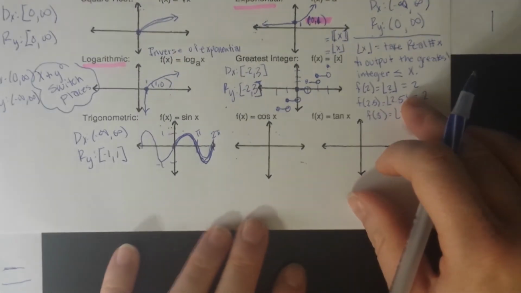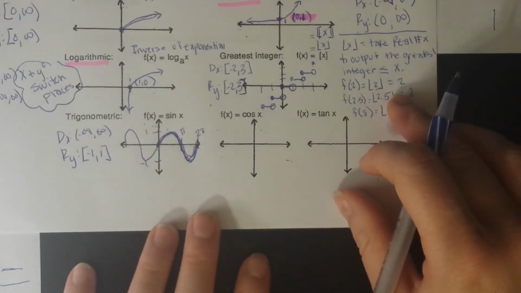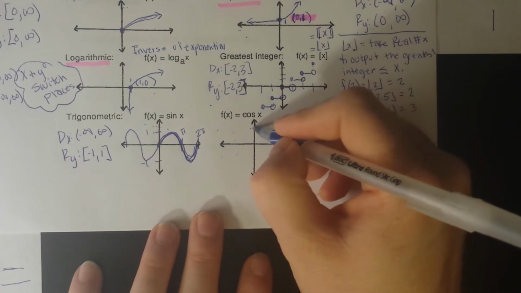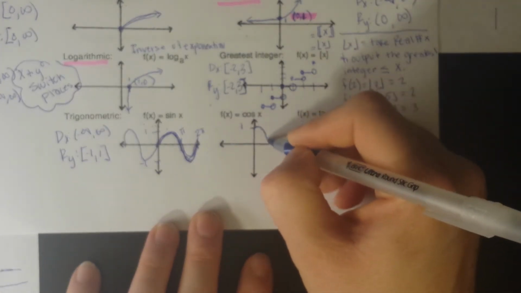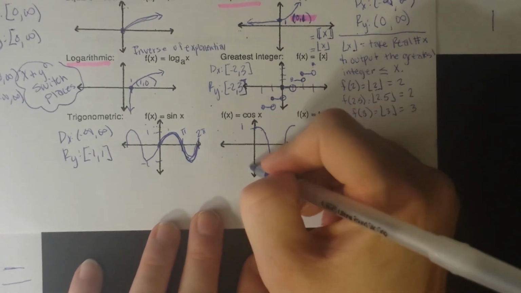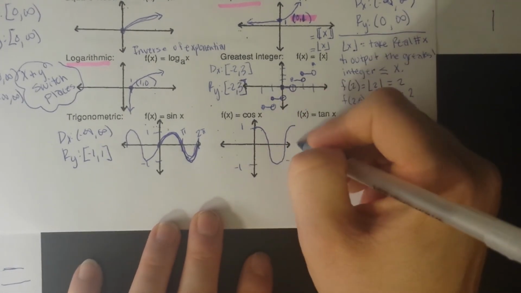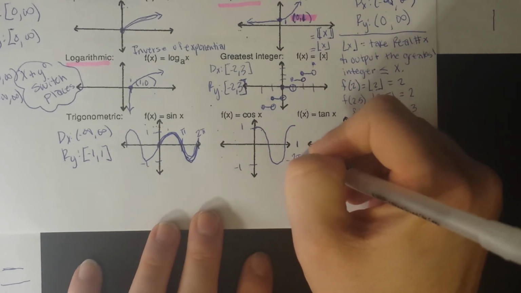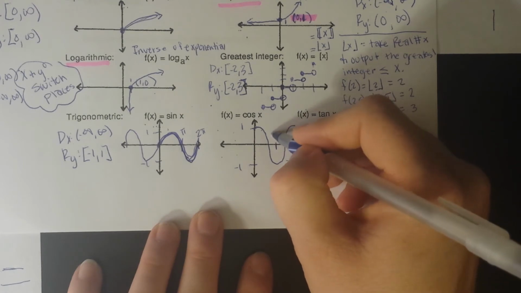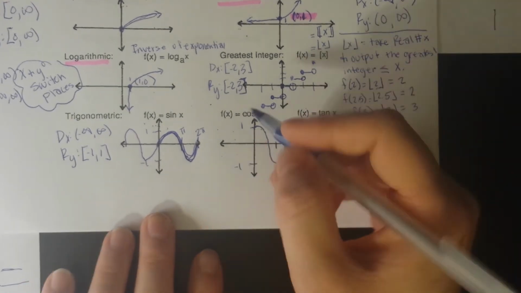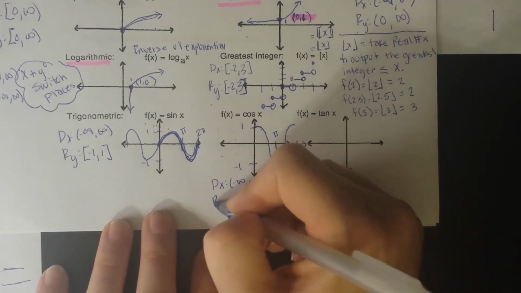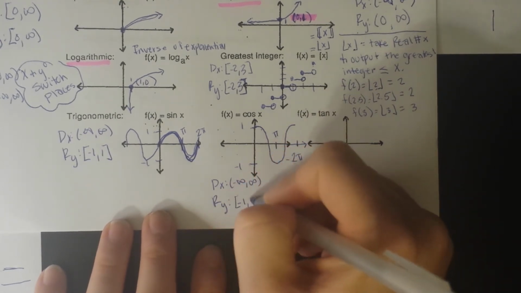Cosine. Okay, cosine starts at the maximum and ends at the maximum. That's one wave. And so 2 pi would be over here, and 1 pi would be right here at the minimum. Okay, so the domain d sub x is -infinity to +infinity. The range is the same, -1, +1.